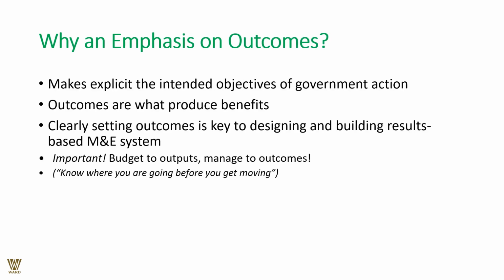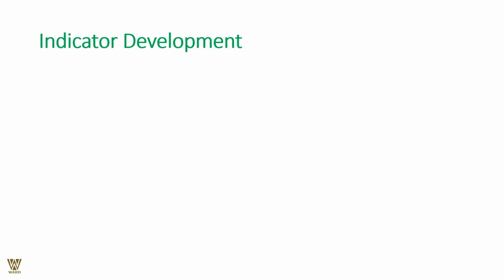Why an emphasis on outcome? It makes explicit the intended objectives of the government action. Outcomes are what produce results, what produce benefit, what helps the stakeholders achieve their interest. Clearly setting outcomes is key to designing and building a result-based monitoring and evaluation system. It is important to link budgets to the outcome, important for you to keep a tab on things, manage the outcomes, and know where you are going before you actually get moving.